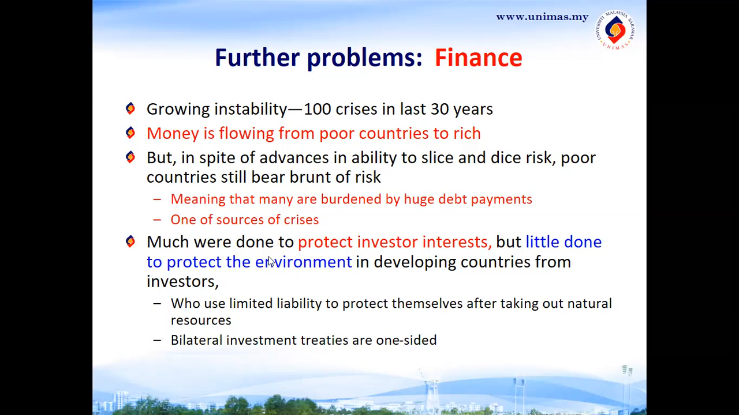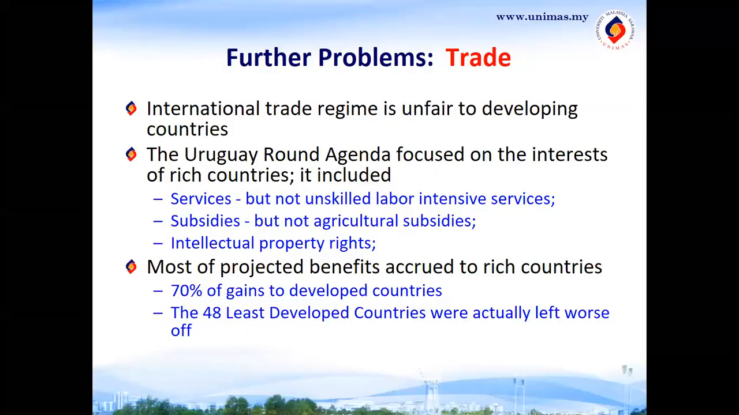And much of what globalization did was to protect investors' interests, little to protect the environment. So another issue is with regard to the protection of the environment as well. And also in terms of investment treaties, they are often one-sided, benefiting the investor, or rather the country that invests, right? So poor countries have little way to protect themselves.